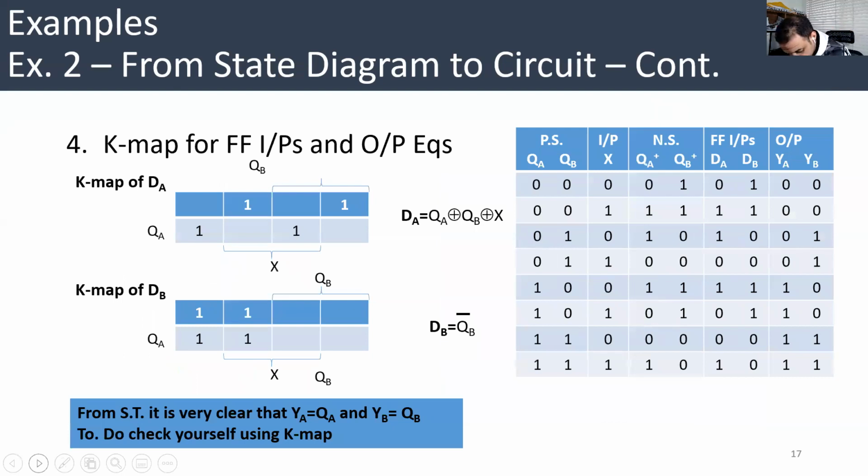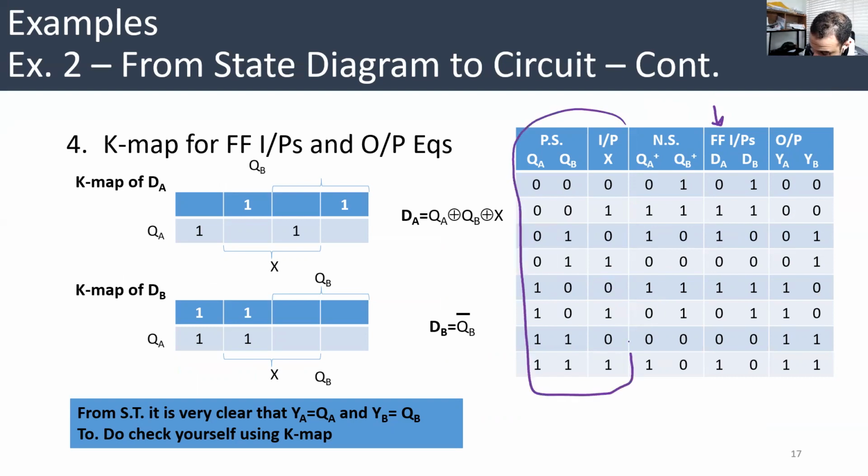So let's do that. Let's do, for example, DA. Here is DA. Where are the independent variables? These are our independent variables. And look, they are taking 8 combinations.